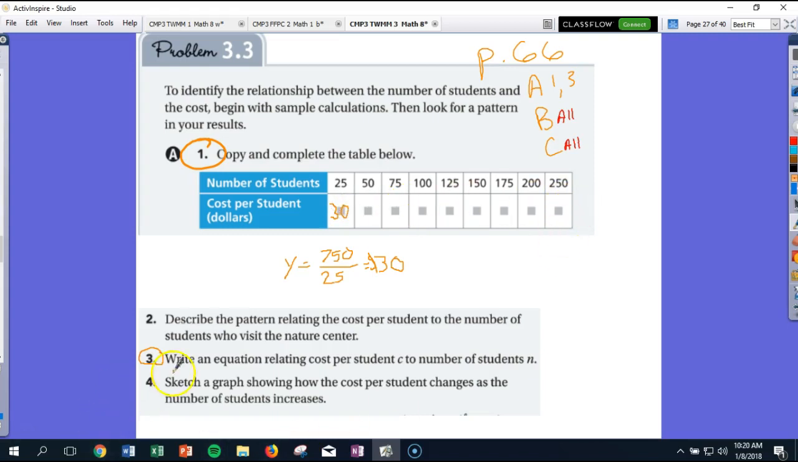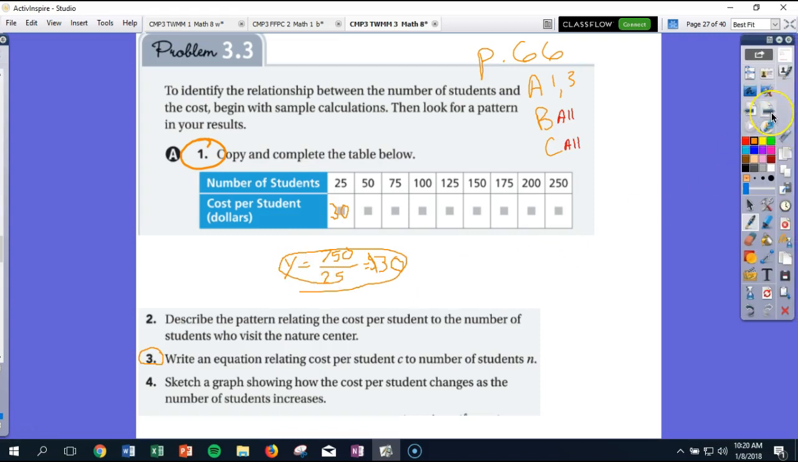I want you to go ahead and complete the rest of the table. Then from there, write the equation relating cost per student C to number of students N, which you can kind of steal from here. But I want it with the variables in and your one constant.